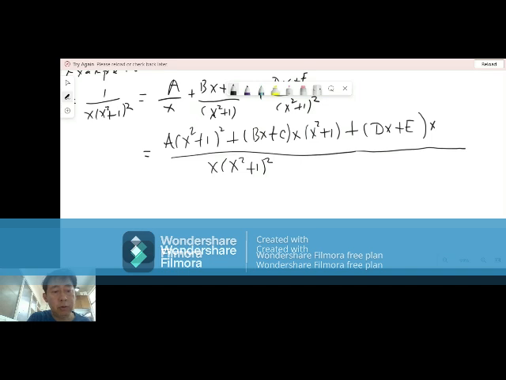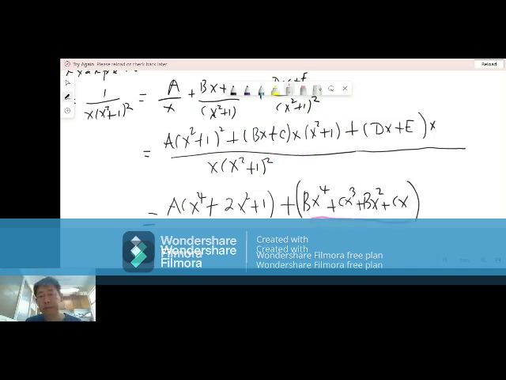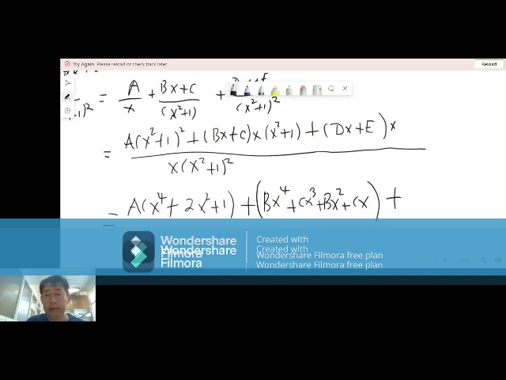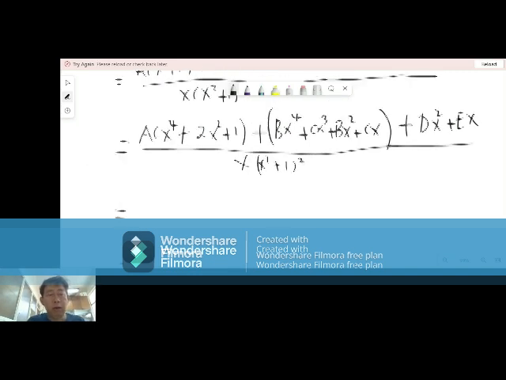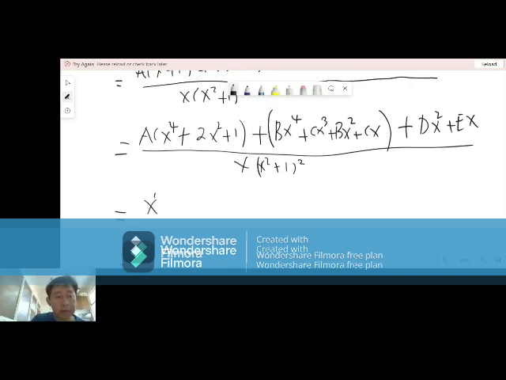We would want to open up the brackets in the function that appears in the numerator. The first bracket to be opened up is the term that contains A. The second term to be opened up is the term involving B and C: bx to the power 4, cx to the power 3, bx squared, and cx. The term involving D and E is simply dx squared plus ex. So we are now in a good position to collect all the coefficients to the powers of x.